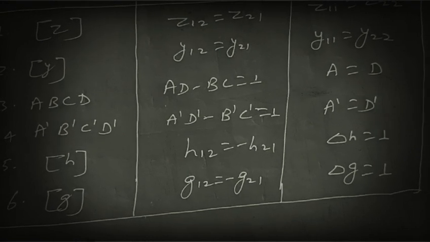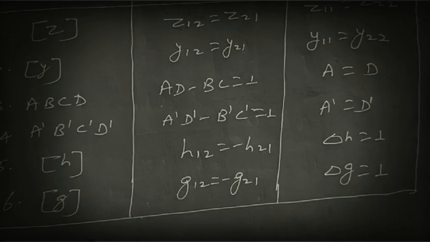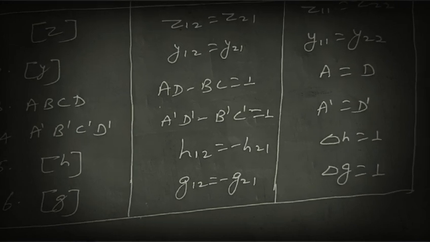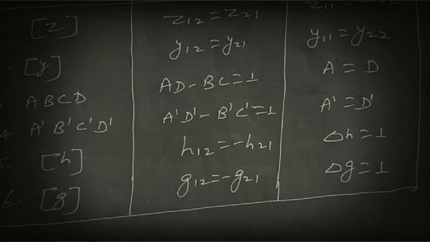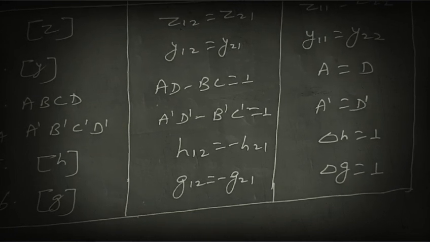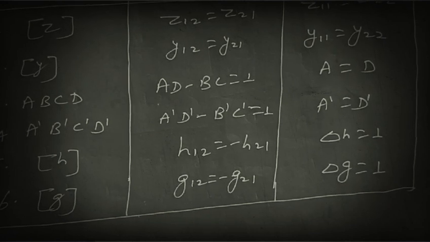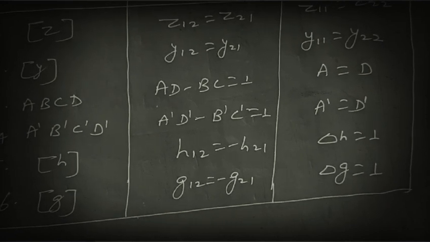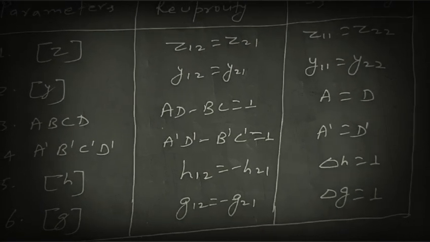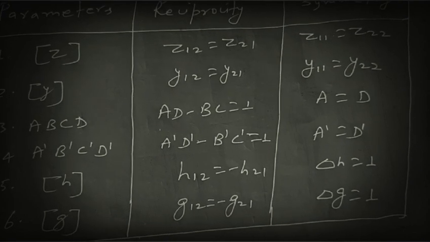So we saw that we have three pairs of parameters: Z and Y are inverse of each other, transmission and inverse transmission parameters are inverse, and H and G parameters are inverse. So for Z and Y parameters, the condition is similar. For ABCD and inverse ABCD, the condition is similar, and for G and H, the condition is similar. So in this way we have to remember all the conditions for symmetry and reciprocity of a network.